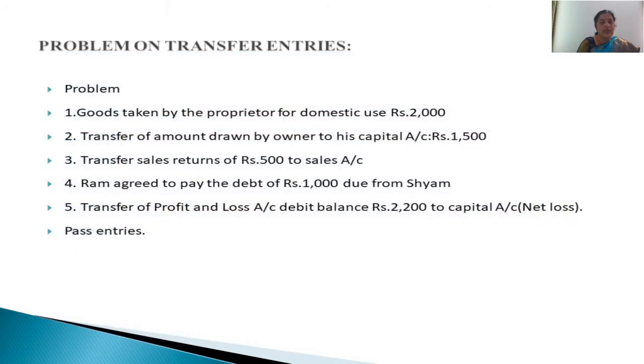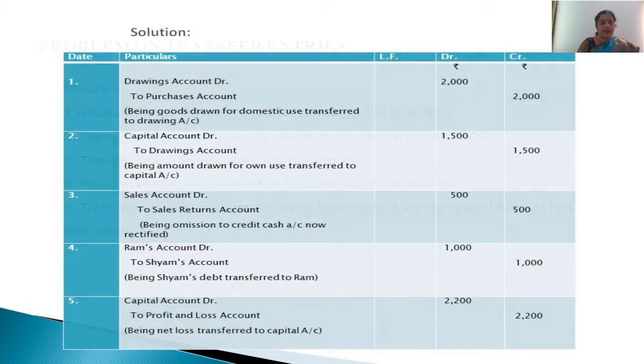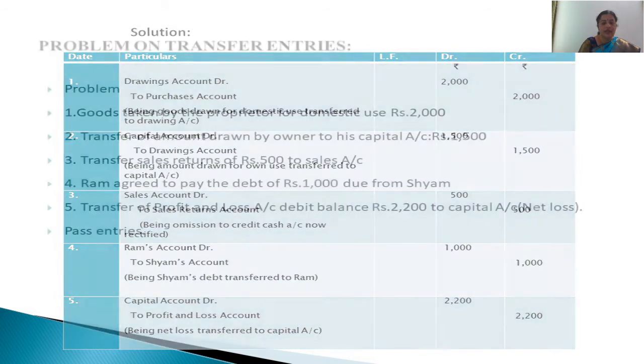Then transfer sales returns account 500 to sales account. The entry has to be sales account debited to sales returns account, because it has been related to transferring of sales returns account to sales account.